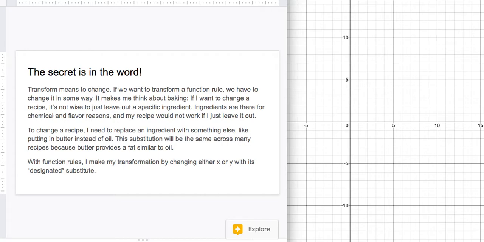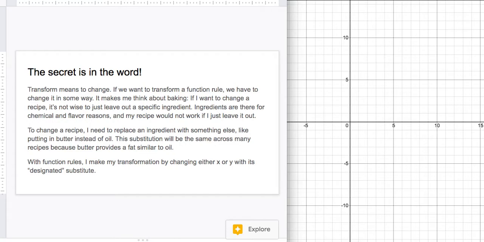To change a recipe, I have to replace an ingredient with something else, like if I want to put butter instead of oil in a recipe. I can make that substitution across many different recipes because butter provides a fat similar to oil. It does the same job, it just shifts my recipe from one idea to another, but it should still come out in much the same way. With function rules, that's the same idea.